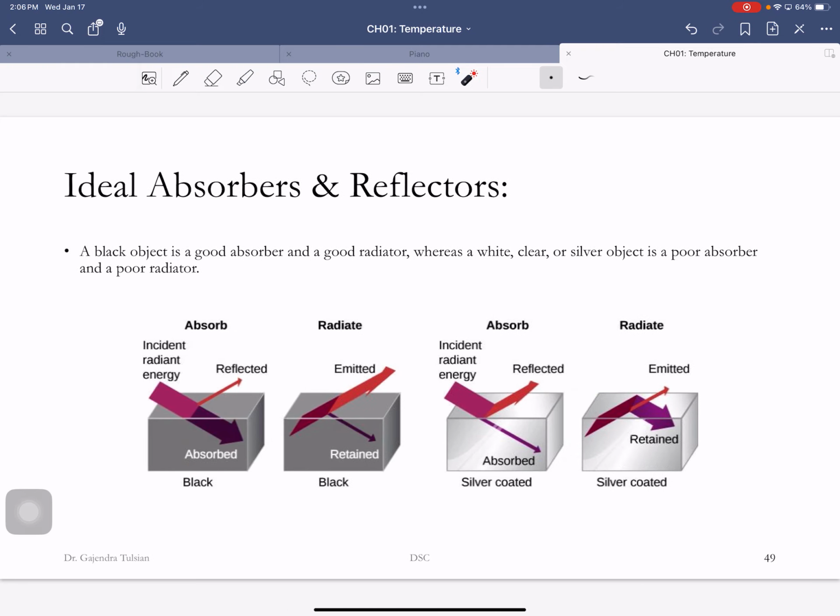It turns out that dark surfaces are good absorbers. Good absorbers of radiation are also good emitters of radiation. Good reflectors are poor emitters. Okay. So in the winter, you want to wear dark clothing, and in the summer, you want to wear light clothing.